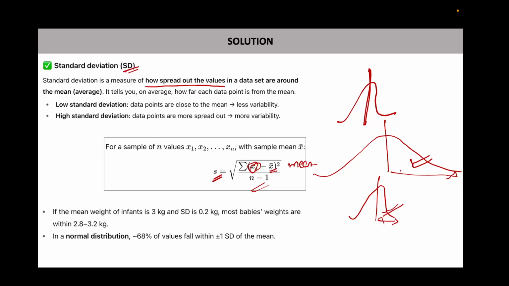You can understand the meaning of standard deviation better if you take a live example. If we say that the average weight of infants is 3 kg and the standard deviation is 0.2 kg, that means most of the weights will lie from 2.8 kg to 3.2 kg. That will be the range of your data set when the standard deviation is 0.2 for an average of 3 kg. This is how you interpret standard deviation.